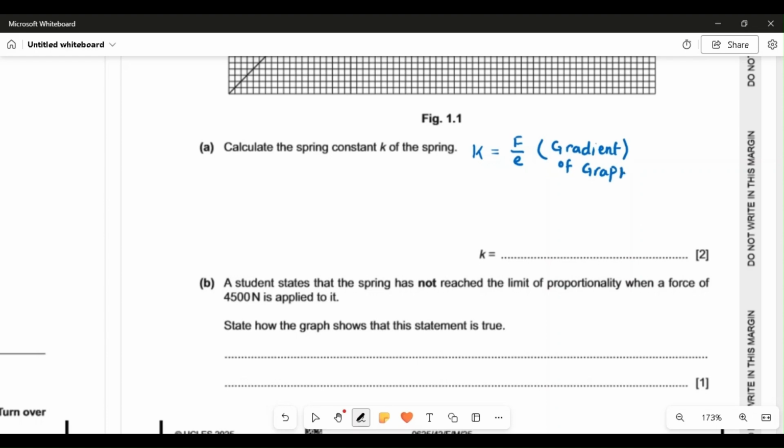To find gradient, we have two ways. One is we can simply find rise over run, and the other is you can choose 2 points and use y2 minus y1 over x2 minus x1. So here we can use this one, or you can say K is equal to rise, that is y-axis, over run. So I am going to start with the easier thing, that is rise over run.